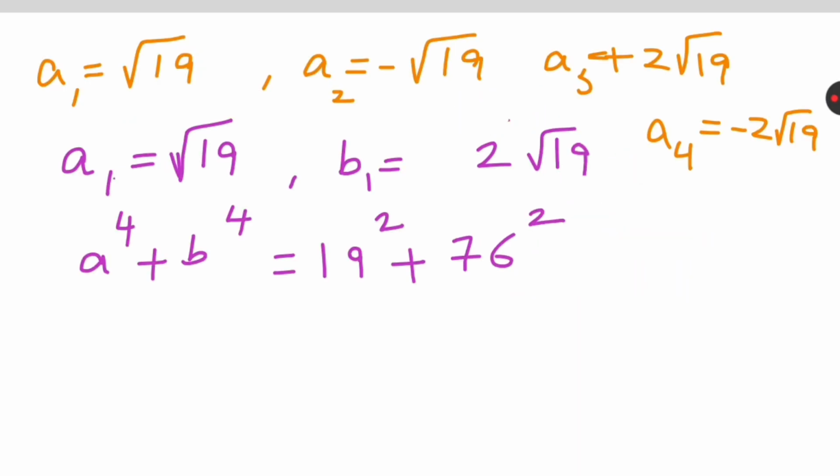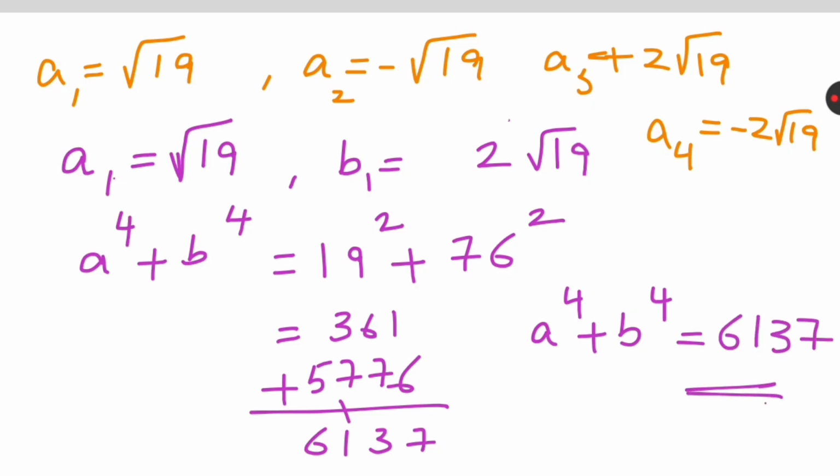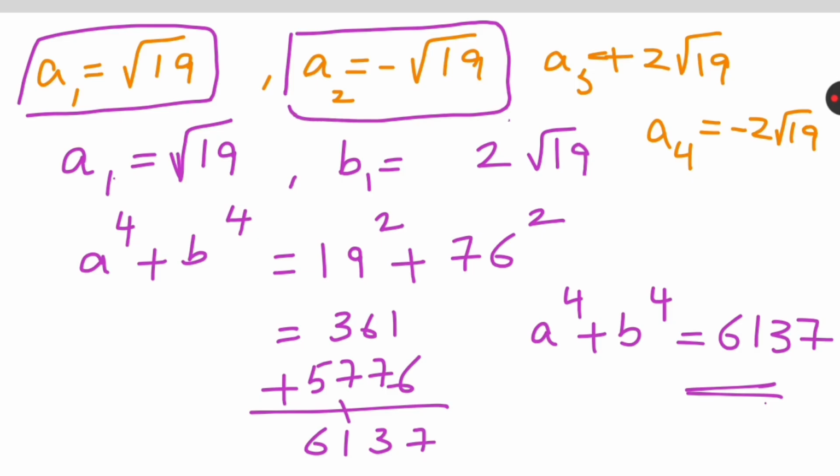So 19 power 2, the value is 361 plus 76 raised to power of 2, the value is 5776. So after adding, a raised to power of 4 plus b raised to power of 4, the value is 6137. So according to the first root, we found that a raised to power of 4 plus b raised to power of 4 value. Now we have to take the second root, which is minus root 19.